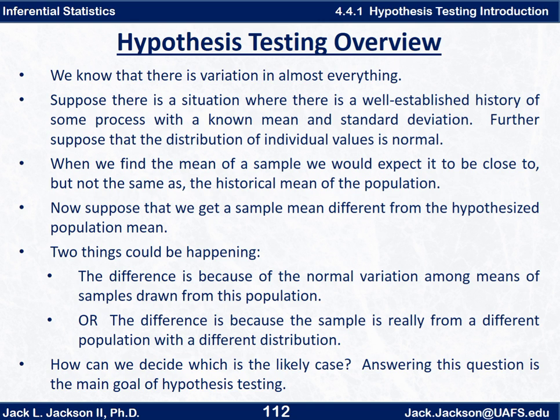Well, two things could be happening. It could be the difference is there because of the normal variation among means of samples drawn from this population, or it could be that the difference is because the sample is really from a different population with a different distribution, a different mean. How can we decide which is likely the case? Answering this question is the main goal of hypothesis testing.